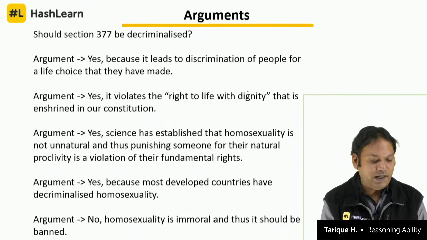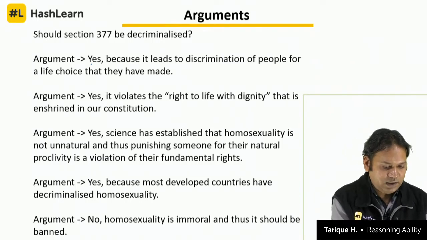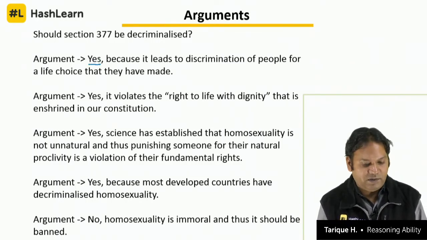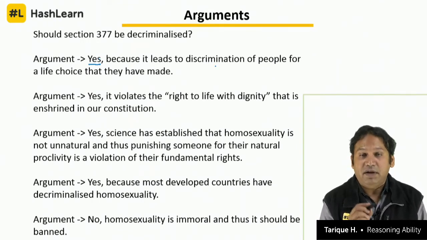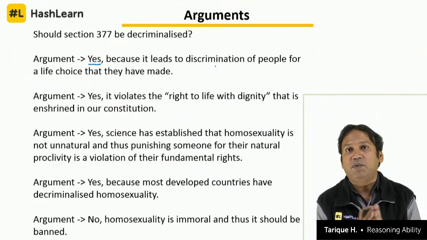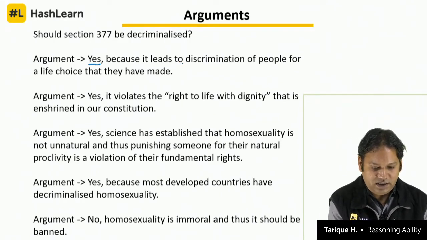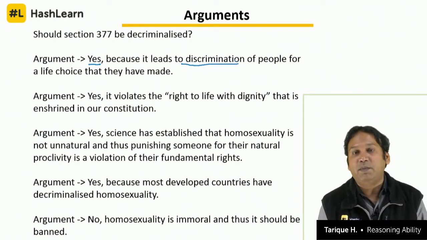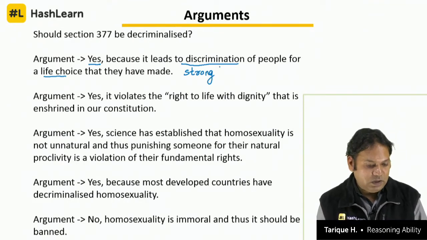So here we have the same question and the 5 arguments. Let's quickly go through the questions and say, yes, this is clearly supporting, that's one thing. It leads to discrimination of people for a life choice that they have made, so it is related to the topic. Obviously most of the arguments are related and within the scope. So what you have to see is whether it clearly supports or opposes and whether it gives you a sound reasoning. So there is a reasoning given to you that this leads to discrimination of people for a life choice that they have made. You can say that this is a strong argument. Clear? Let's look at the second one.